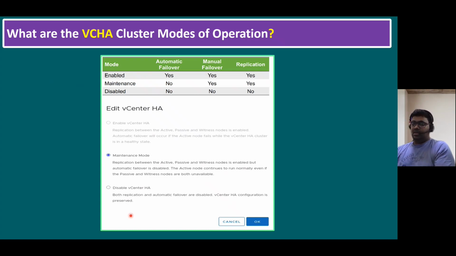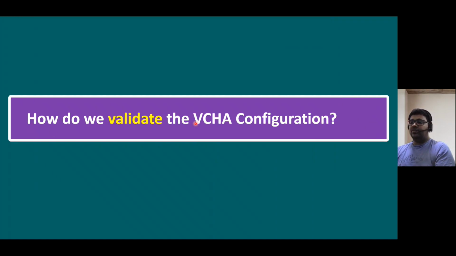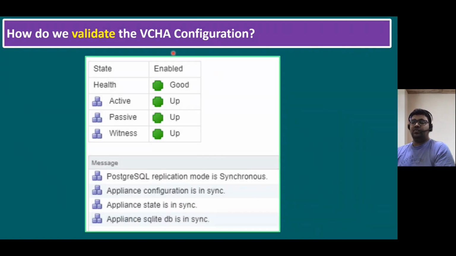Okay, clear? Now, another key point is how do we validate the VCHA configuration? How do we validate means how are we verifying the health status of VCHA? Normally, always make sure that the VCHA health status is good. You can verify from the VAMI page or vSphere client page. Make sure that active, passive, all the nodes are up, and PostgreSQL replication mode is synchronized, and application configuration state is in sync, and the SQLite DB is also in sync. When you meet all these requirements, your vCenter health status is in a healthy state.